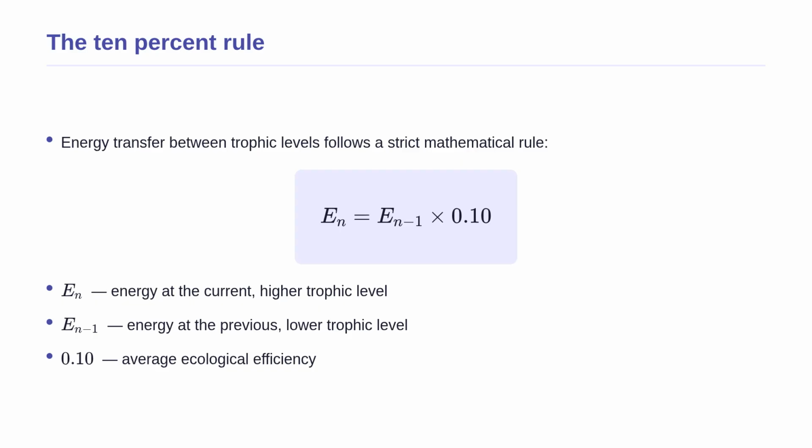In this equation, En represents the energy available at the current higher trophic level, usually measured in joules. En-1 represents the energy available at the previous, lower trophic level. The 0.10 represents the average ecological efficiency. If the energy at the lower level increases, the energy at the higher level will also increase proportionally, but it will always remain a very small fraction of the original amount.